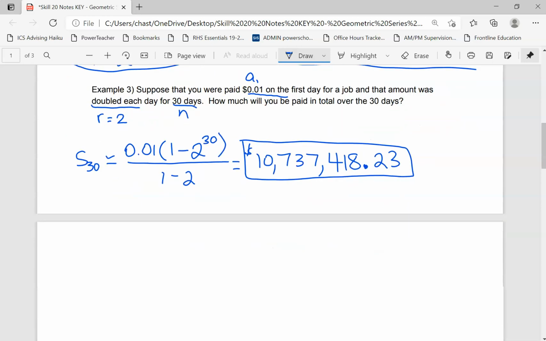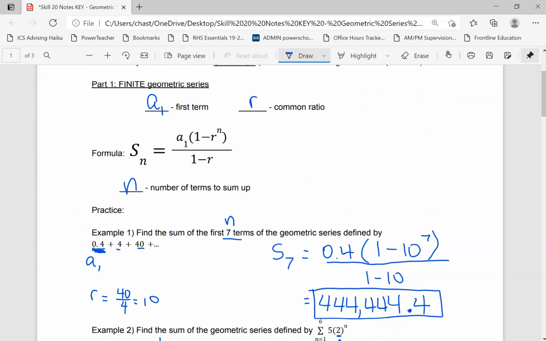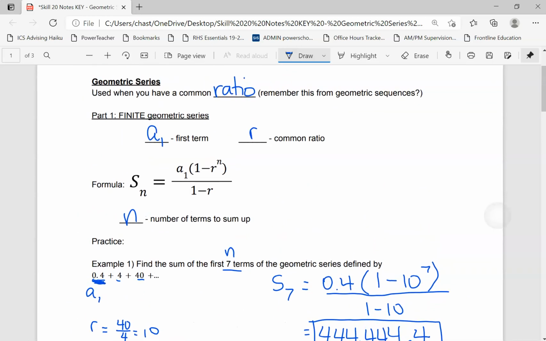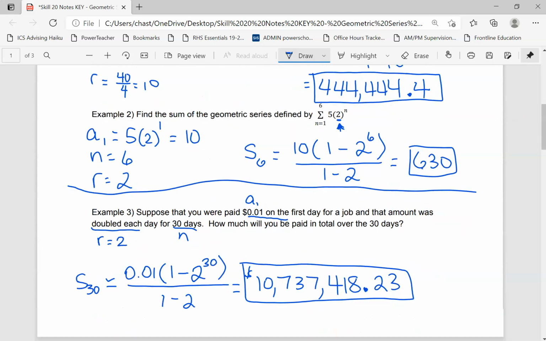All of these, by the way, are things that we call a finite geometric series. Finite because we have a definite beginning and end. I should have defined that in the beginning. A finite geometric series means that we're going to have a definite beginning and a definite ending.